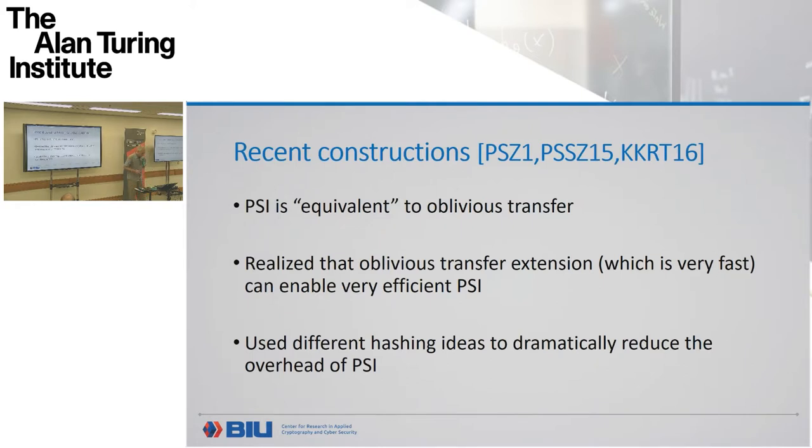OK. So the most recent, the most efficient constructions are based on this work, which started with me, Thomas Schneider and his student Michael Zohner, and continued afterwards. Basically, we realized that computing PSI can be done very efficiently using oblivious transfer, which I won't describe. And oblivious transfer can be computed with oblivious transfer extension, which is very fast. And therefore, we just have to push everything to oblivious transfer and use hashing to reduce how many items we have to compare with how many. And then we do it very efficiently.